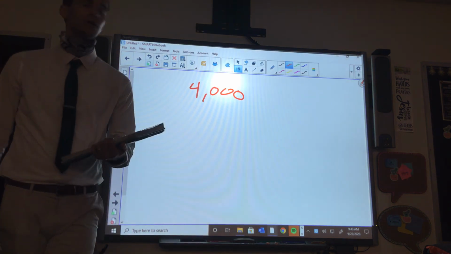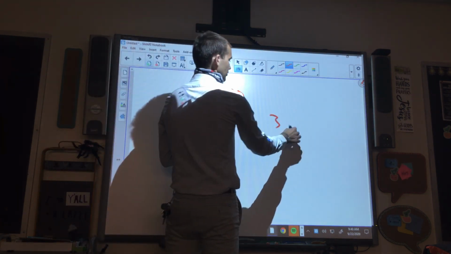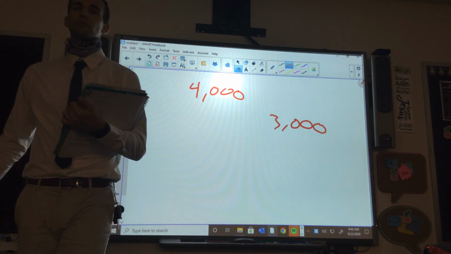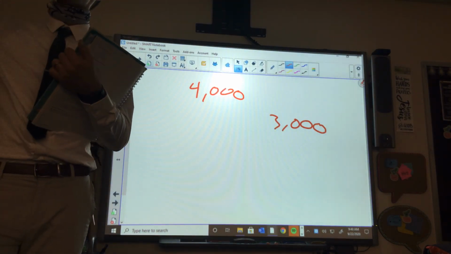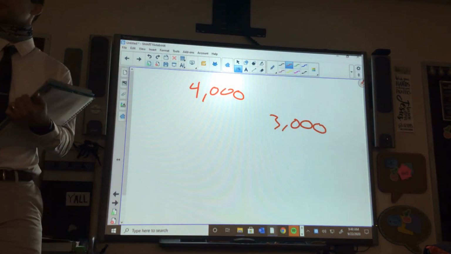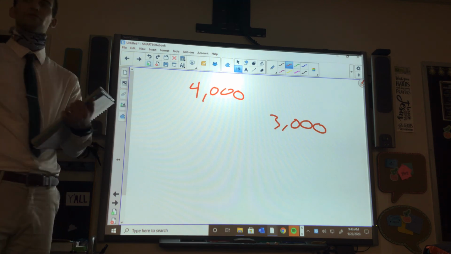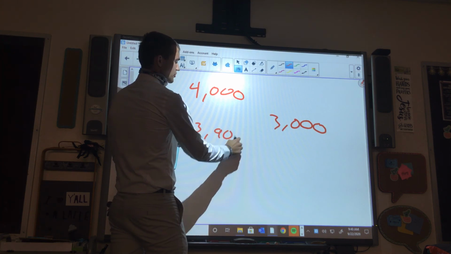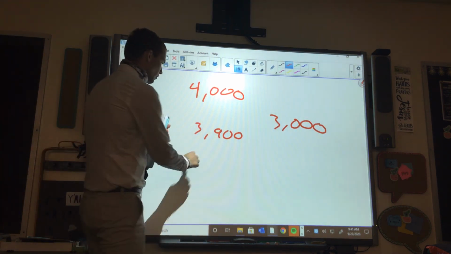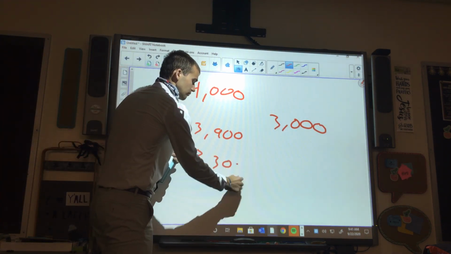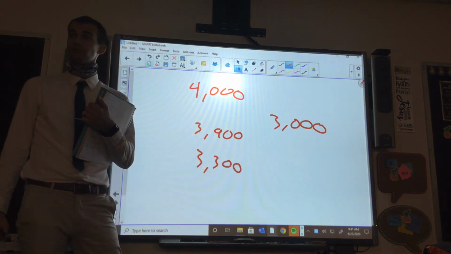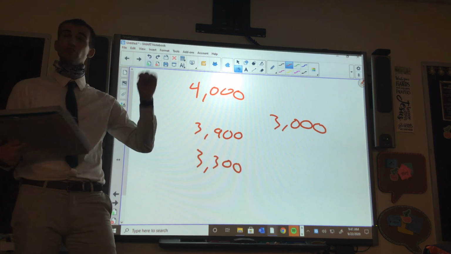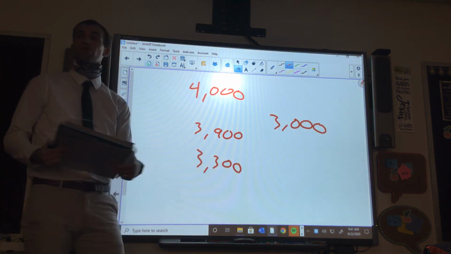Well, 3,000 can't round up, because if you're rounding to the nearest 1,000, 3,000 is already at the nearest 1,000. What's the smallest number that you would round up to, and it would get you 4,000? Think about it. 3,900 still rounds up to 4,000. 3,300? Does that round up to 4,000? No, it rounds down to 3,000. So what is the smallest number that will still round up to 4,000?